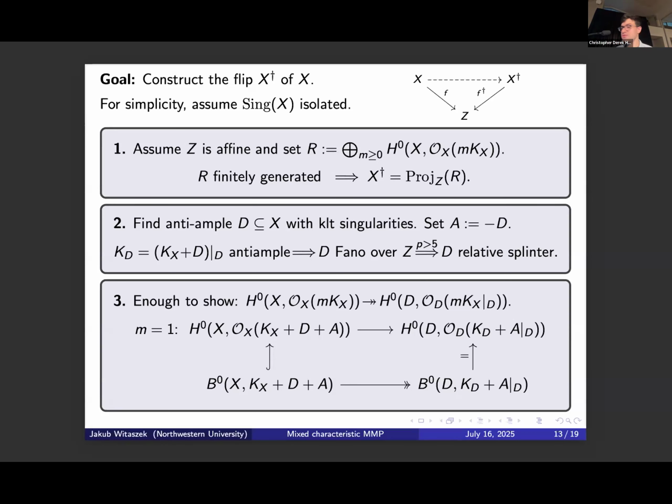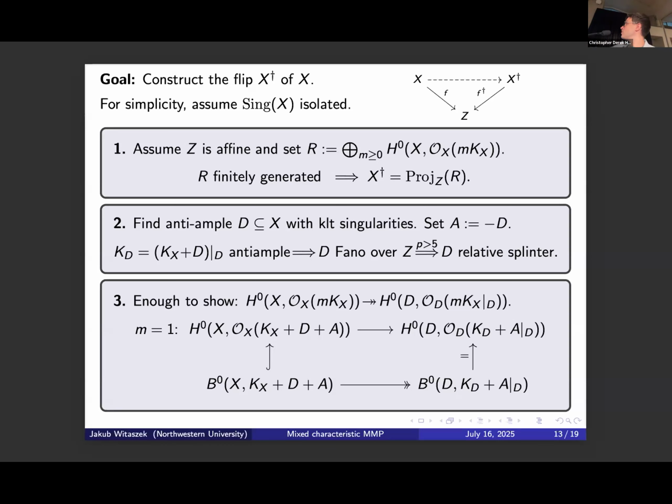Now it'd be useful to denote something, but let's look at the first row in this big diagram for m equals 1. We see here KX plus D plus A. But remember, A is minus D. So what I really wrote is just KX in a very complicated way. The right-hand side, the H0, is the restriction of KX to D. Or equivalently, by the adjunction formula, if you restrict KX plus D plus A to D, and here and there I'm hiding the fact that I'm assuming D has isolated singularities for simplicity, you're going to get KD plus A restricted to D.